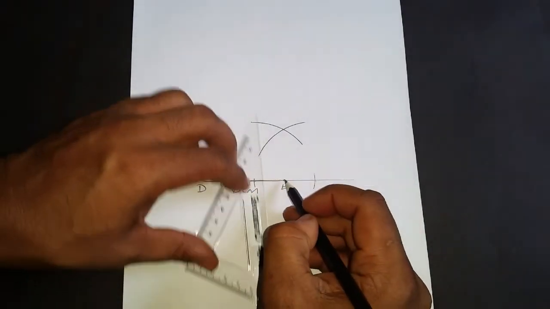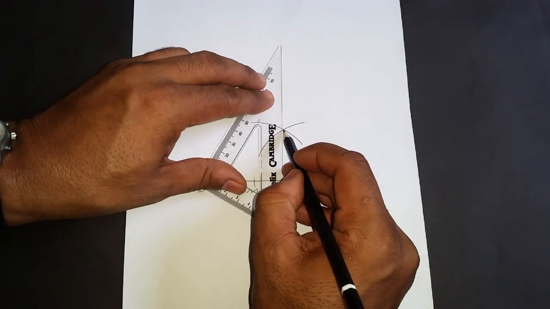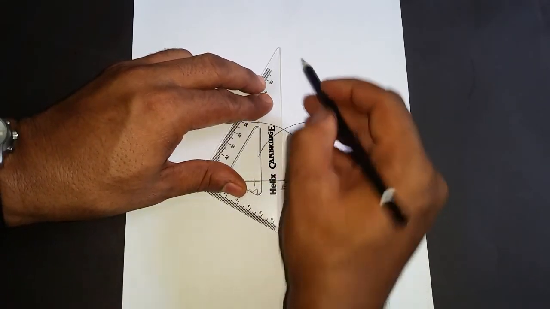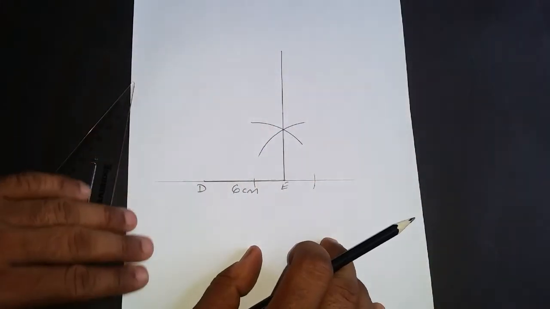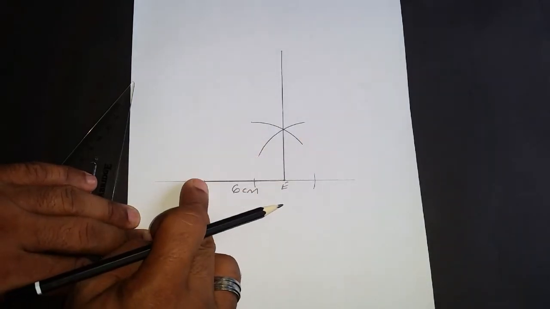So all I'm going to do here is just extend the line. I'm not wearing my glasses, so just bear with me for a second. I'm just going to extend the line upward like that, right? And then afterwards, all we're going to do is construct a 90-degree angle here at D.